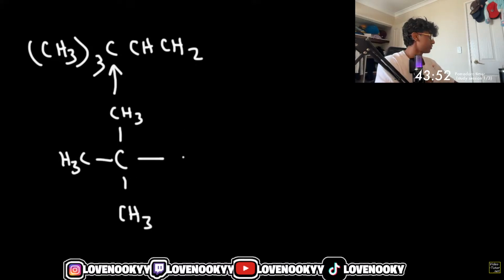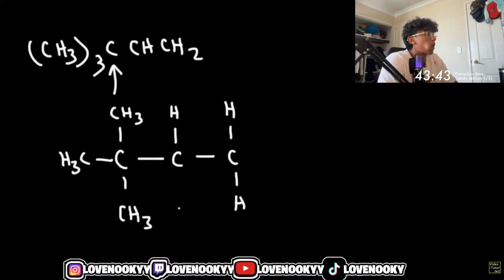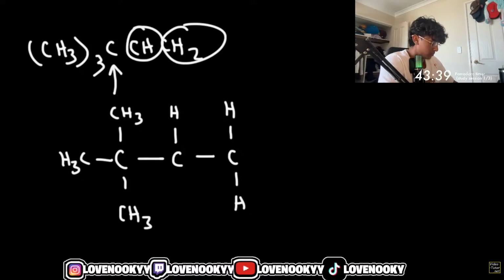Now that carbon is attached to a CH and a CH2. So here is the CH carbon, and here is the CH2 carbon. Notice that this carbon has 3 bonds, and the same is true for that carbon, even though we've already included all of the hydrogen atoms. Carbon likes to form 4 bonds, and there's no indication of a positive or negative charge here.